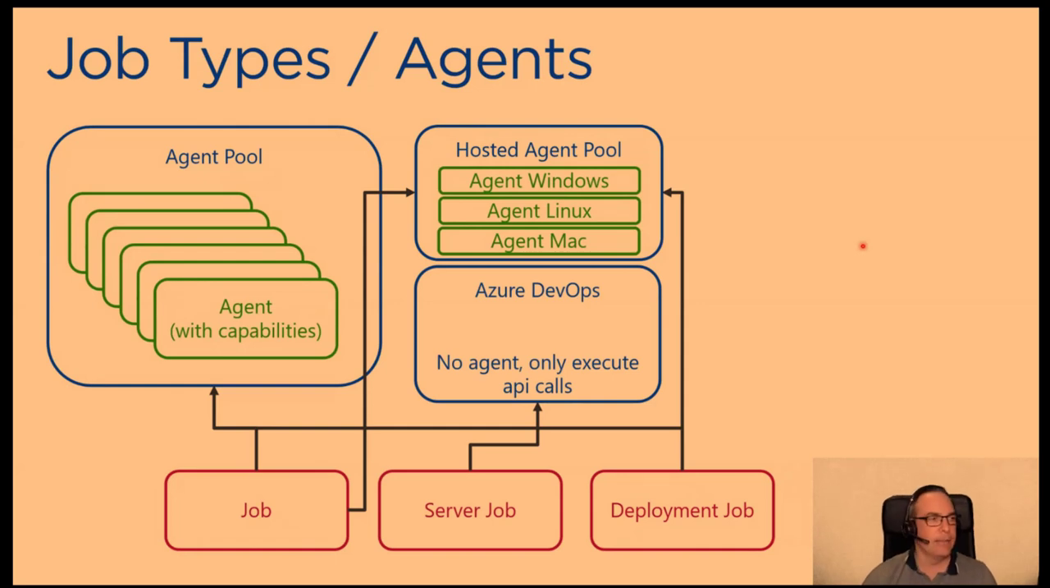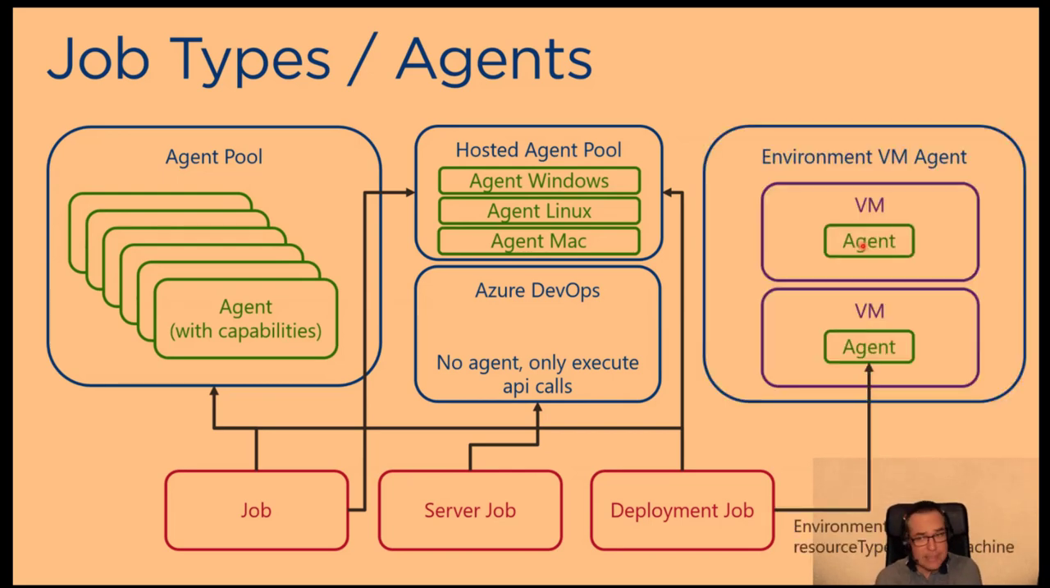There is an additional pool type like a server job. This one has no agent at all. So if you just need to check an API like were the tests successful, do we have any errors on application insights, you do not need to provision an agent for that. So this is called a server job. And basically the only things you can do is run REST calls from Azure DevOps. So this is directly executed in Azure DevOps and doesn't require any agent at all.